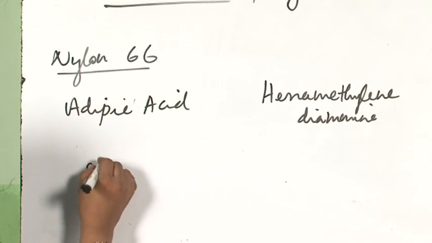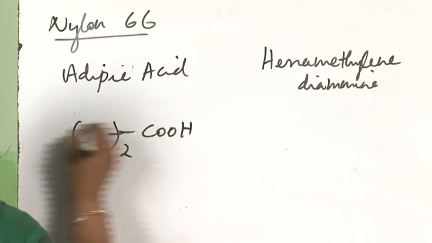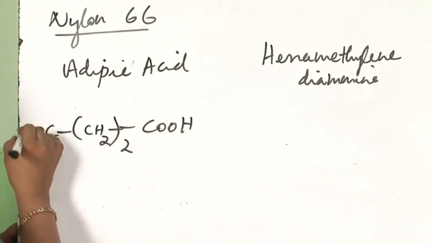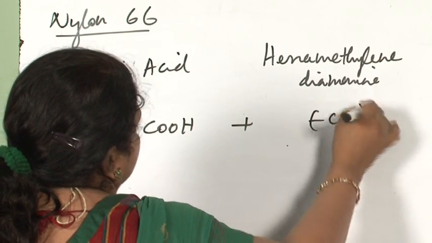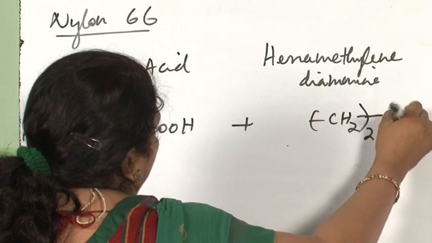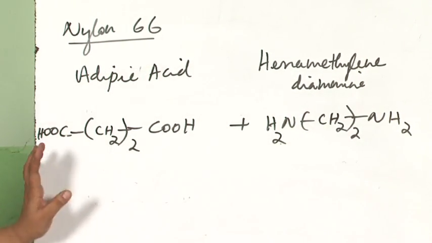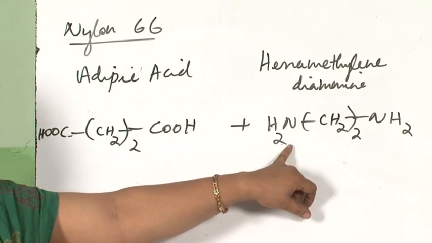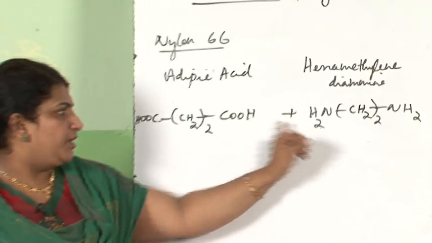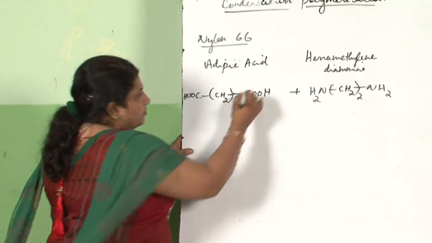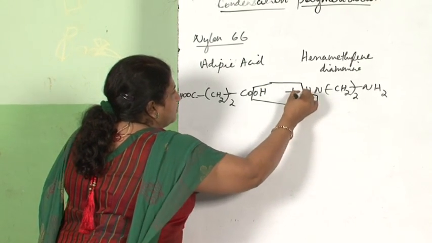Adipic acid is (CH2)4 with two COOH groups, it is a dicarboxylic acid, and hexamethylene diamine, as it indicates, has 6 methylene groups and 2 amino groups. You are familiar, when an acid combines with an amino group, the expected functional group is an amide. So this OH and one H will be removed, this OH, and from here one H will be removed.